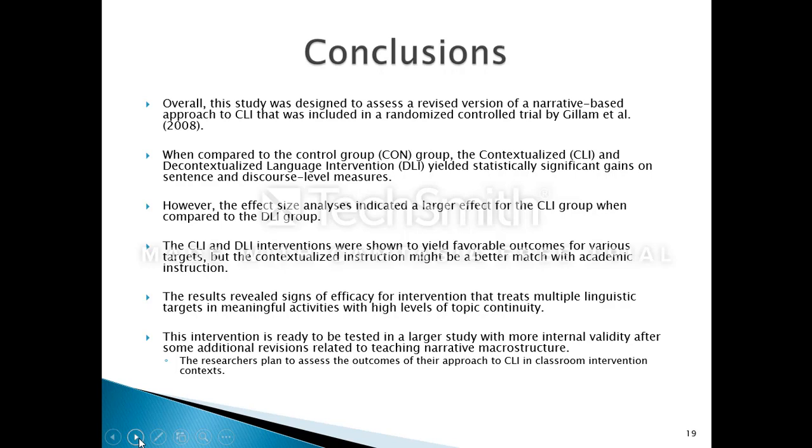The CLI and DLI interventions were shown to yield favorable outcomes for various targets, but the contextualized instruction might be a better match with academic instruction. The results revealed signs of efficacy for intervention that treats multiple linguistic targets in meaningful activities with high levels of topic continuity. This intervention is ready to be tested in a larger study with more internal validity after some additional revisions related to teaching narrative macrostructure. The researchers do plan to assess the outcomes of their approach to CLI in a classroom intervention context.